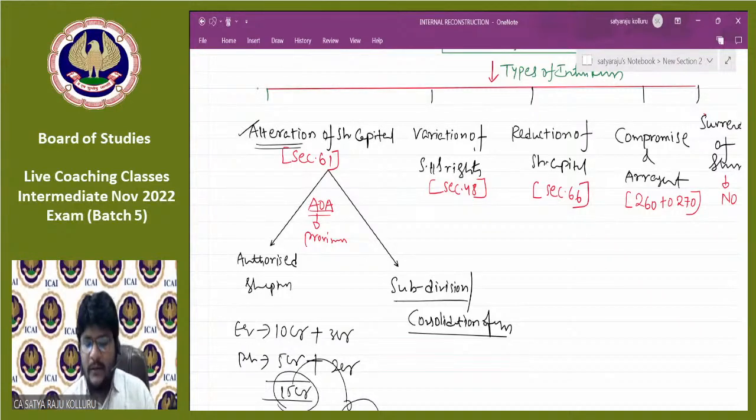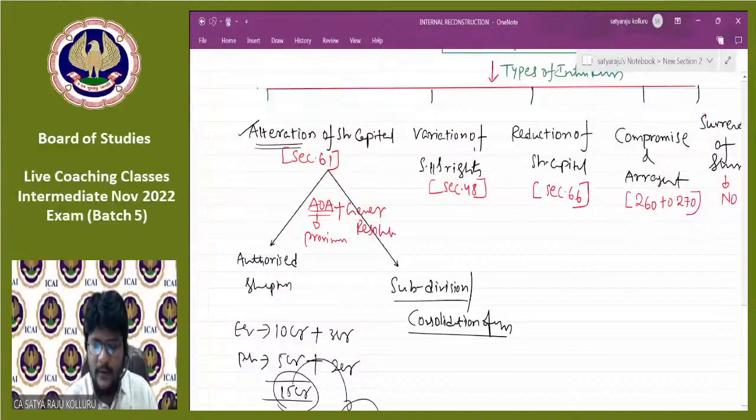Not only this, guys, this alteration of share capital is going to impact the shareholders' rights as well. So along with articles of association permission, we should also conduct a meeting. In that meeting, at least 50% of the shareholders should agree to this alteration, which is nothing but they need to pass the general resolution. Yes. Along with articles of association, a general resolution is required for all types of alteration of share capital.